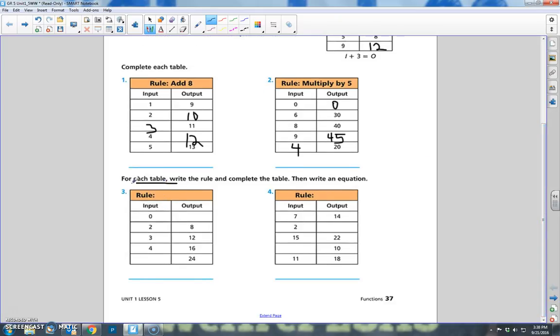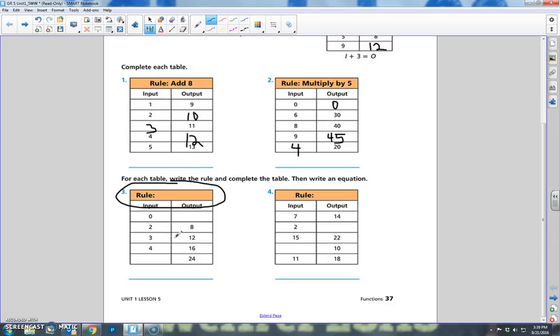Uh-oh, this time there's no rule. Where's our rule? Now we got to figure out what's going on. So we have to play detective. So we have 2 goes in, out comes 8. How do we get from 2 to 8? Well, we could add 6. We could multiply by 4. Let's just check. Let's check number 3.